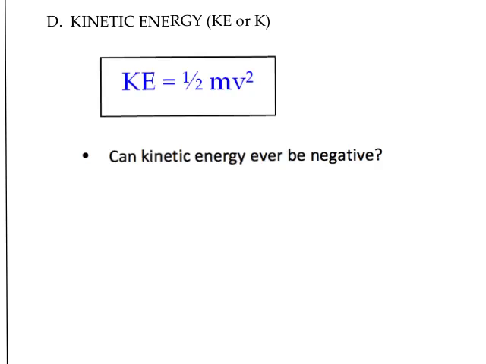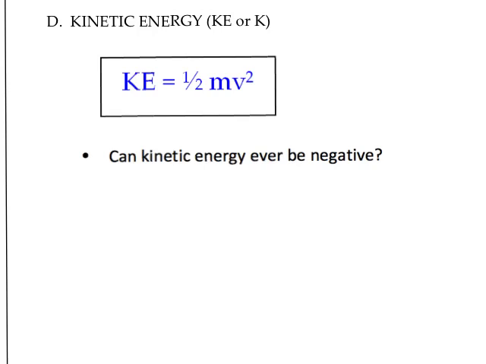Today we're going to talk about kinetic energy. The variable for kinetic energy can be written as Ke, or you might see just a K. Either one is acceptable. The equation for kinetic energy is 1/2 mv squared. The m stands for mass, and the v will be velocity squared. It's only the velocity that gets squared.